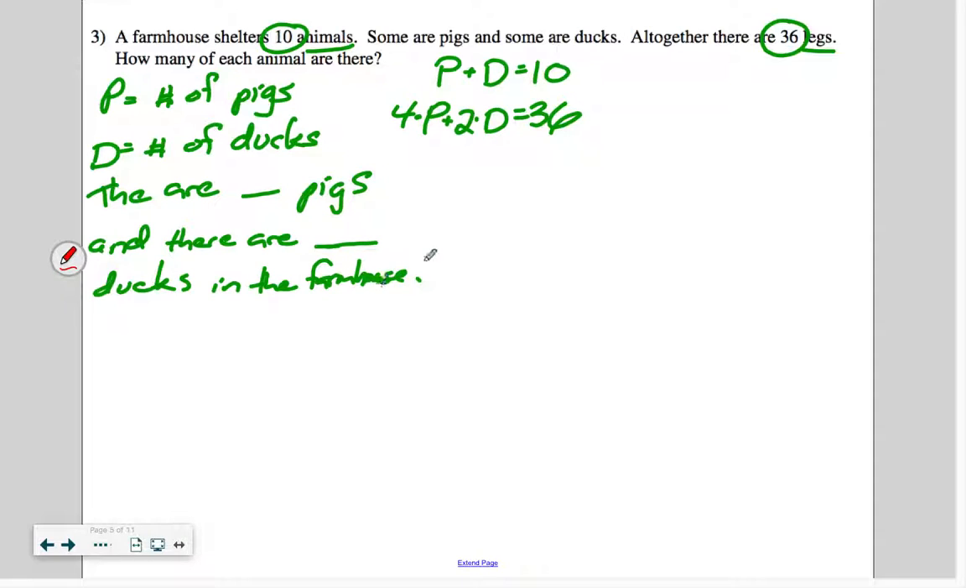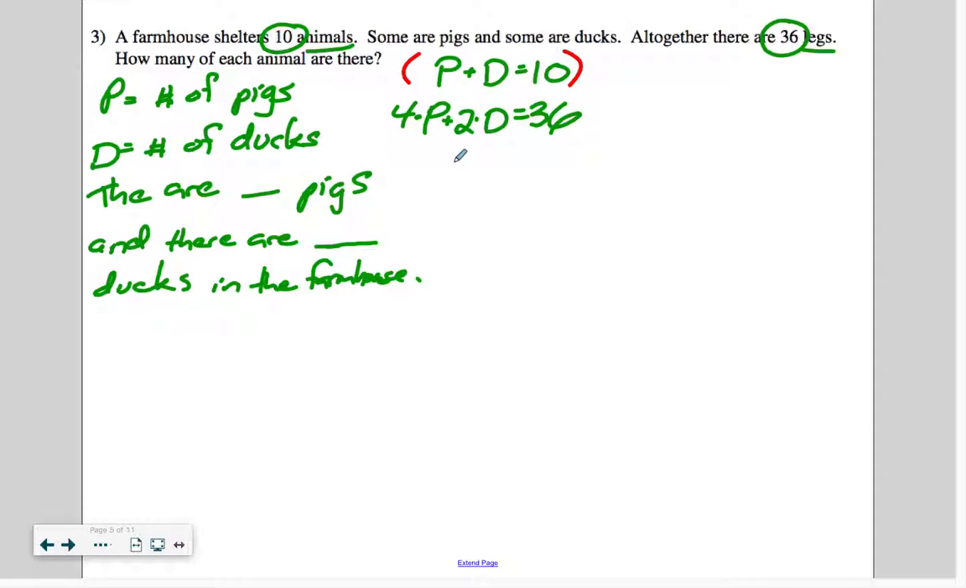I'm going to choose to solve this one by substitution, but if you wanted to instead multiply the top equation by -4, you'd eliminate the p's and be able to know the number of ducks. If you multiplied the top equation by -2, you'd eliminate the d's and be able to solve for the number of pigs. And once you know one of the animal types, subtract that from 10 and it'll give you the other animal type. In other words, plug it back into this top equation because that top equation is easier to solve. Speaking of solving, I'm going to instead choose to use the substitution method.